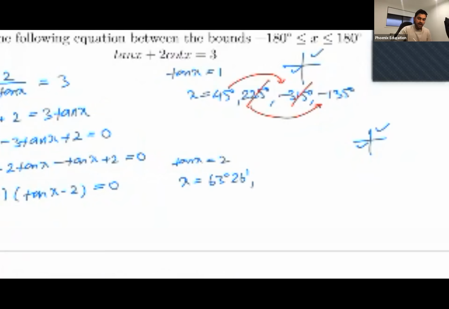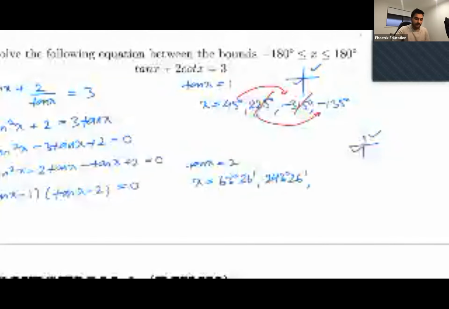Okay, so that's my angle in the first quadrant. The angle here would be just 180 plus that. So that would be 243 degrees and 26 minutes. Okay, so these are my two base solutions. And now what I need to do is see what other solutions I can find in this domain here.